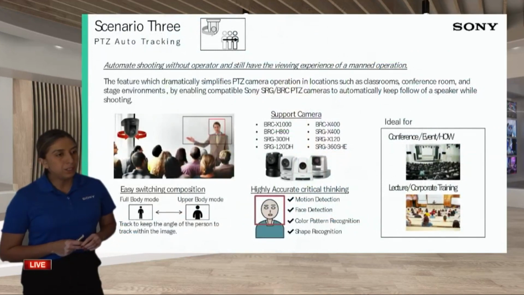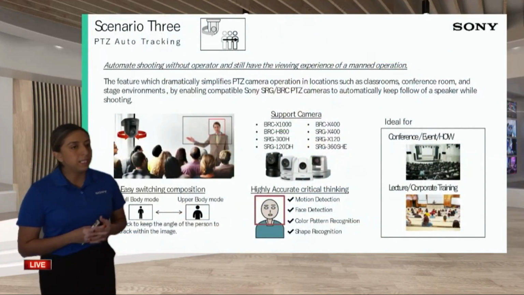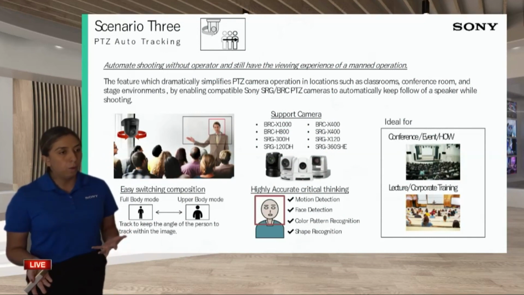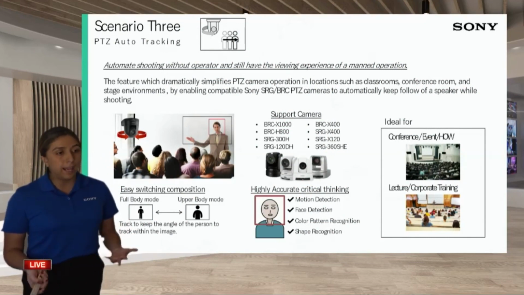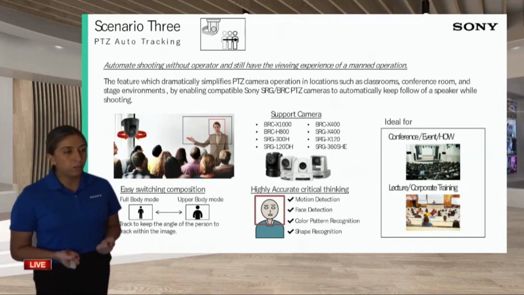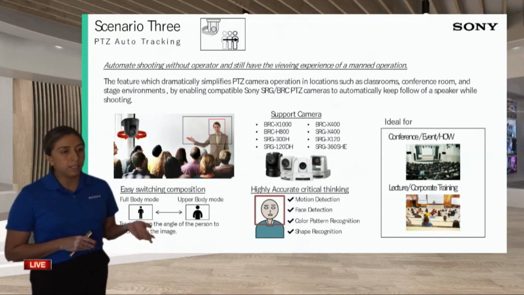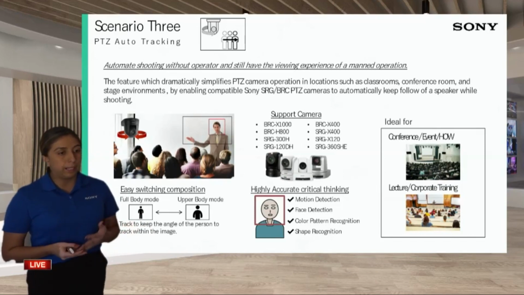And that leads me to the last scenario, which is PTZ Auto Tracking. PTZ Auto Tracking removes the need for a camera operator. Again, such a big deal right now with social distancing guidelines. The less people in a space, the better. So we have a very, very good algorithm that does motion detection, face, and then color and shape recognition. So with all 4 areas of detection, this PTZ auto tracking is really key.